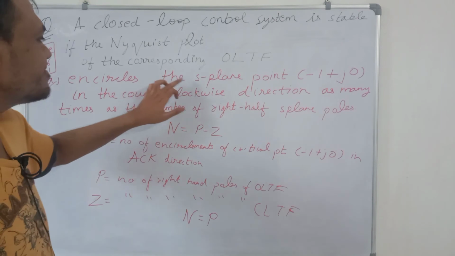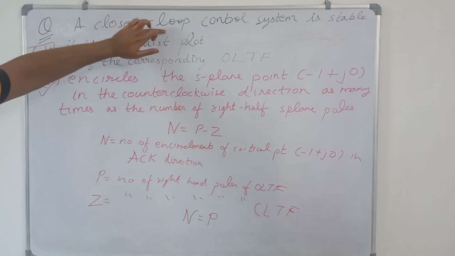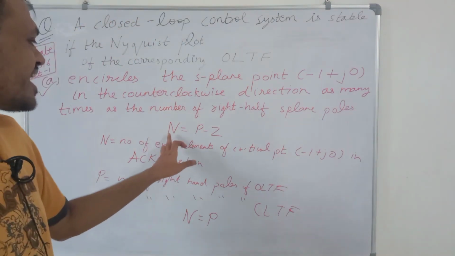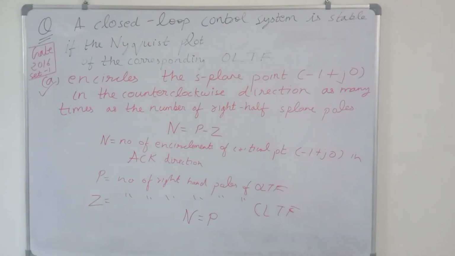So it means that if N is equal to P, then the closed loop system will be stable. When N equal to P, then Z equal to 0. So it means that there are no right hand poles of the closed loop transfer function. So the correct option was this one, option A.